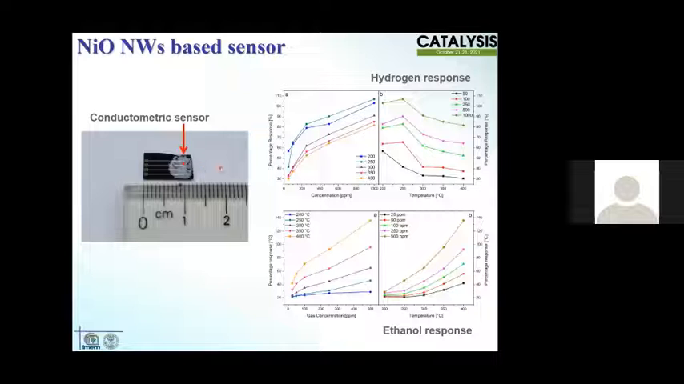And what is important in this first study is that also the response is very low. You can see here the percentage response was going a bit more than 100, over 100. So it means that the signal changed by a factor of 2, not more. You can see that obviously the response was increasing with concentration. That's obvious. But what gave us the idea is this behavior. You can see that the response to the hydrogen gas was decreasing with the working temperature. Instead, the ethanol response was increasing.